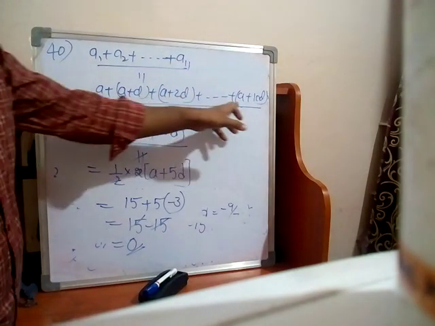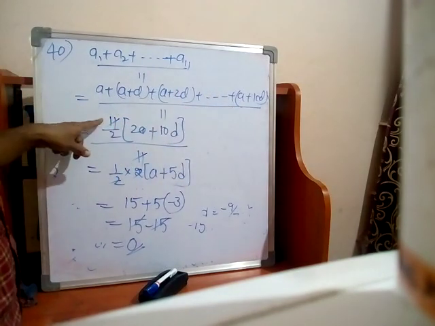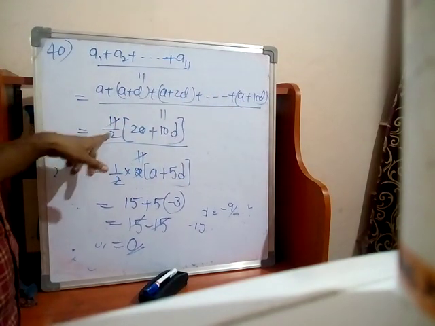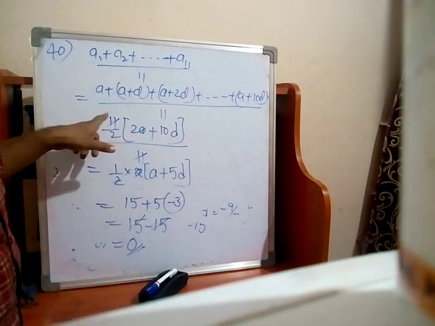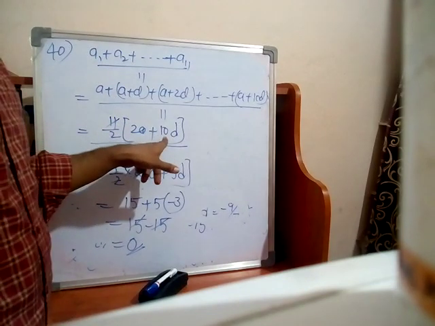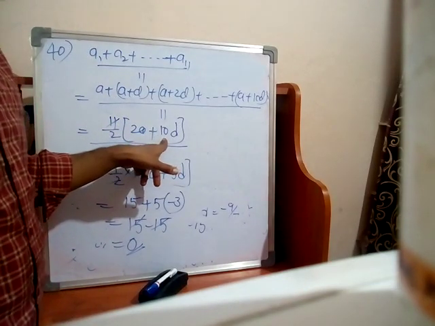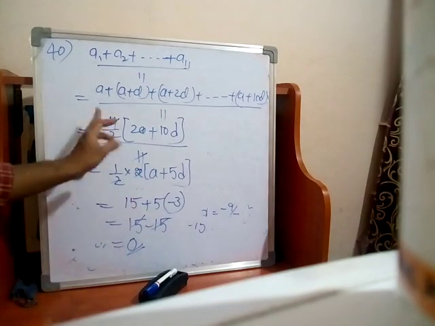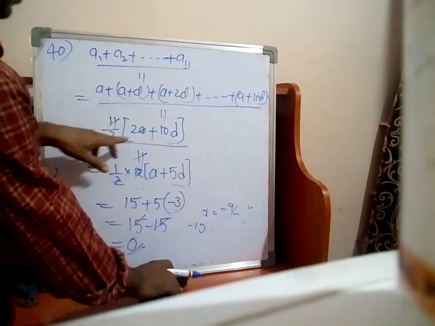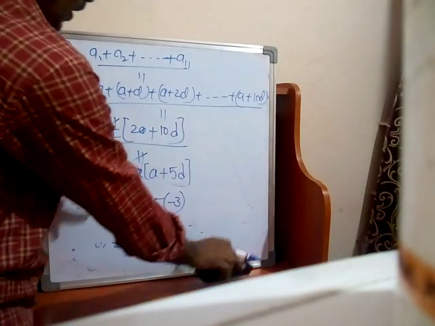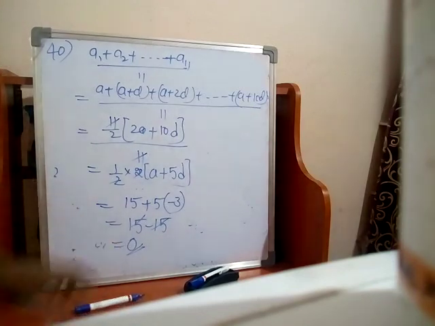Here we have taken the direct formula. Okay, total 11 terms, sum of 11 terms, n by 2 of 2a plus n minus 1 into d. 11 by 2 of 2a plus 11 minus 1 into d, means 10d, by 11. 11 and 11 cancel, 1 by 2. Again here 2 is common. So by taking common 2, clearly we get the result is 0.